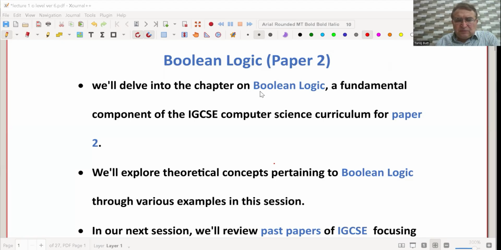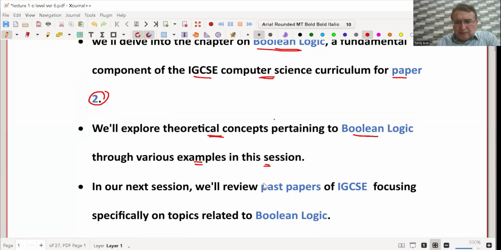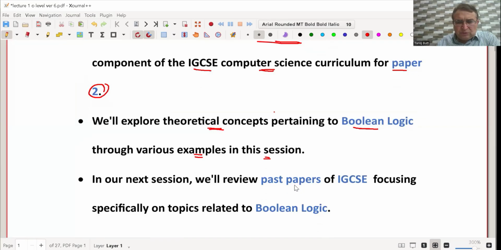In today's lecture, we'll go through the chapter on Boolean Logic, which is a part of paper 2 for IGCSE Computer Science students. We'll go through the theoretical concepts related to the Boolean Logic chapter with the help of different examples in this lecture. And in the next lecture, we'll go through some of the past papers of IGCSE related to the topic of Boolean logic. Fine.